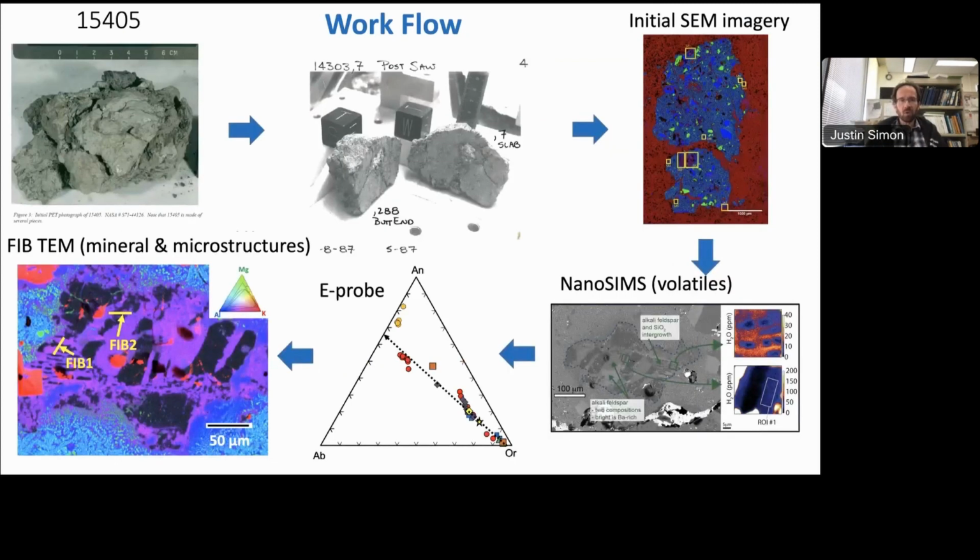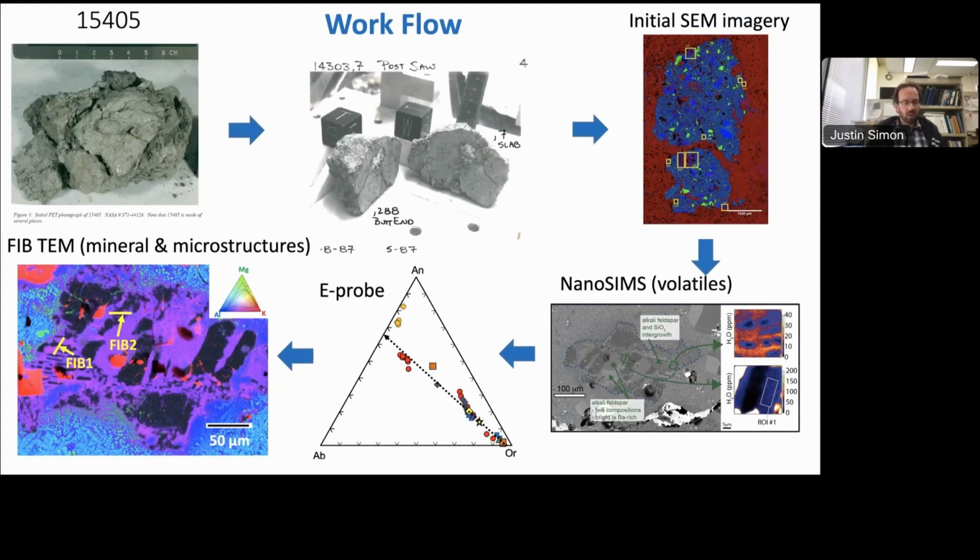And so this is the general workflow. We identify a breccia or a lunar sample that has these types of samples in it. Then we work to get allocation of some of those samples. Then we do imagery. Then we do the NanoSIMS or the volatile measurements, and then do the follow-up electron probe work to address the composition of the minerals that we studied. And then we finally do the sort of TEM level microstructure work.